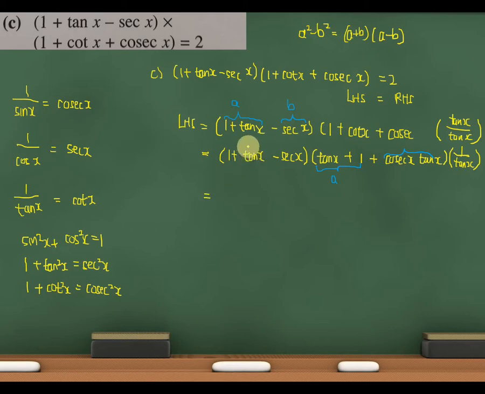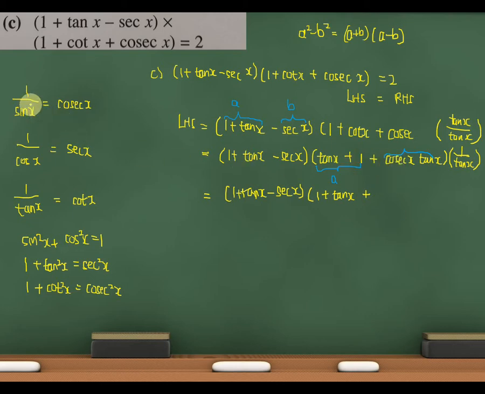Okay. So there's more than one way to solve this. This is just one of the many ways. So if you have a better solution to this, you can do it, no problem.